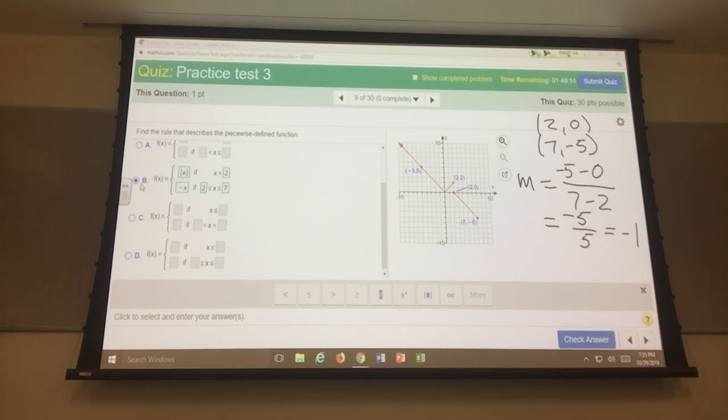So what point do we want to use? Pick the easy one, the 2, 0. Always choose the one with 0 in it, if you can. So what is our equation? y minus 0 is equal to negative 1 times x minus 2. Well, minus 0 just goes away, so this is just negative x plus 2. That's our line.